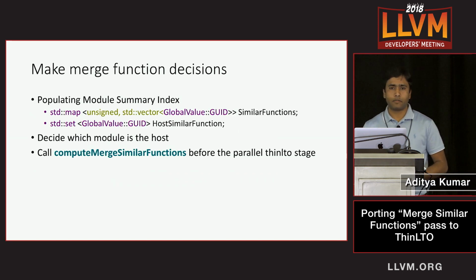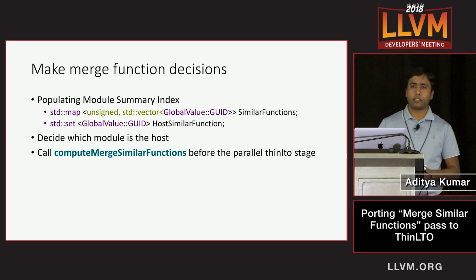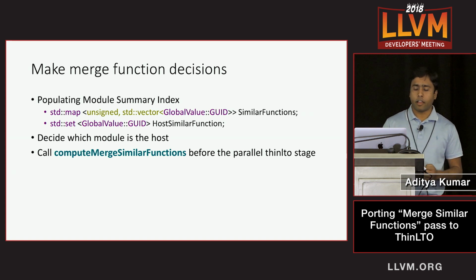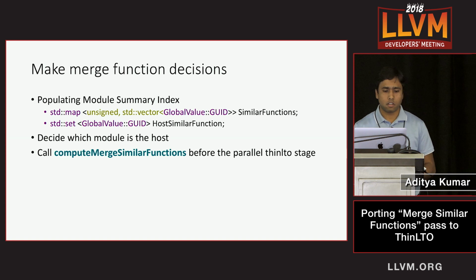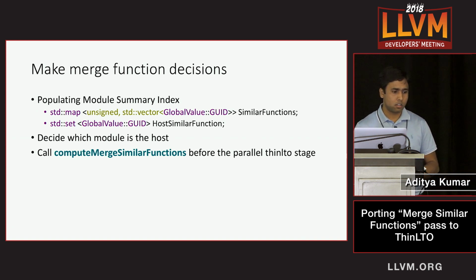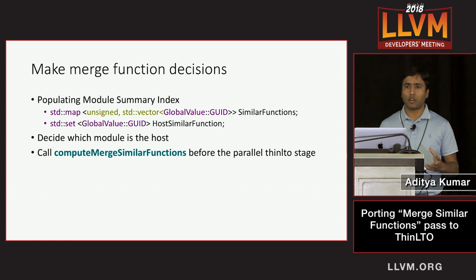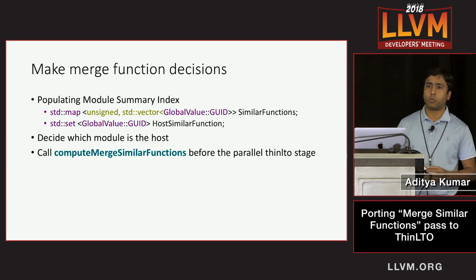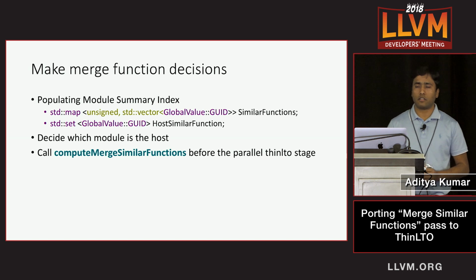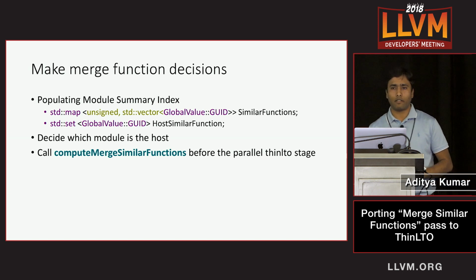The second step is to make merge function decisions. There are 2 important data structures here. The first one is a map of functions which are identical, and the hash code of that function. The second data structure is the list of functions which are the hosting functions. What does it mean by hosting function? When we want to merge a collection of functions into one, what we want to do is move the IR of all those similar functions into one module, such that during the parallel code gen stage, the compiler doesn't have to look into other threads. It can make decisions separately just by having all the information available in one module.